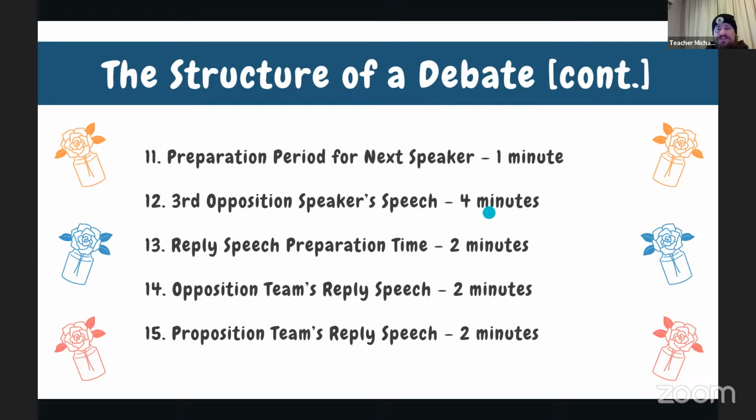But during the substantive portion of the debate, any reserves for the team are not allowed to communicate with their teammates, not allowed to help them out in any way other than for the reply speech preparation. Then we have the 2 minute reply speech for the opposition team and the 2 minute reply speech for the proposition team.